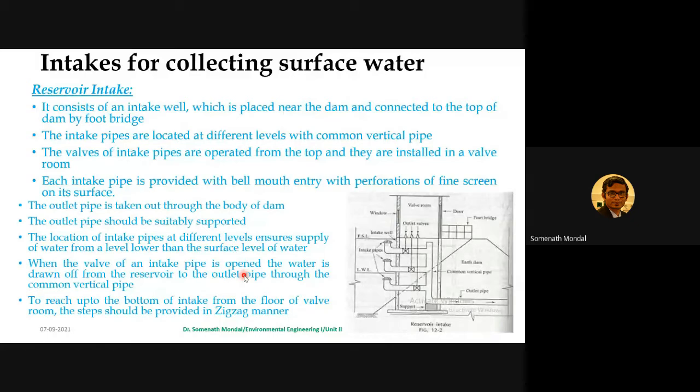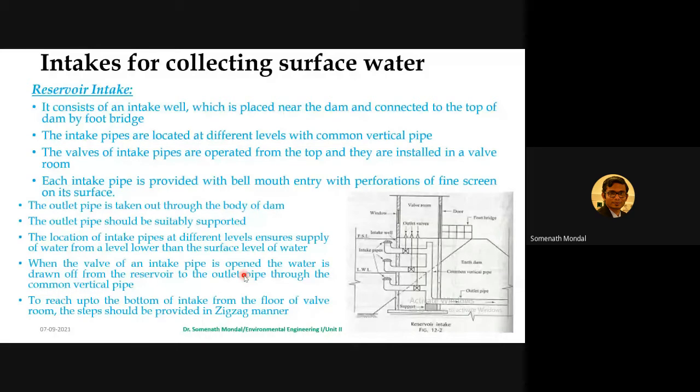The outlet pipes should be suitably supported, since you are basically puncturing the dam and putting the pipe through the dam. So it has to take a lot of loads, or the self weight of the dam, and that is why the support of the outlet pipes should be sufficiently provided, so that at a later stage there is no collapse of that particular pipe.